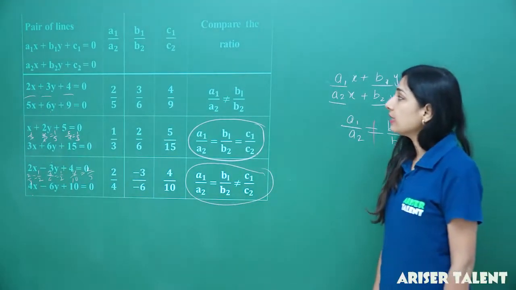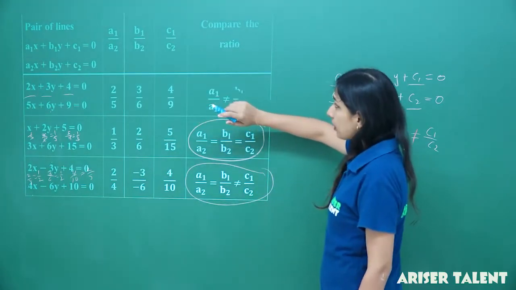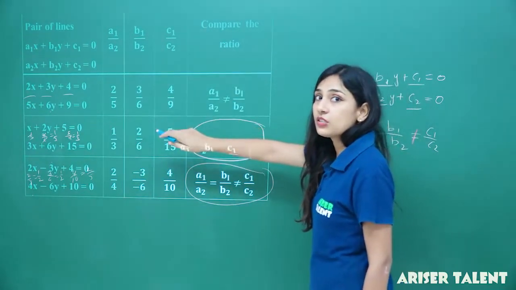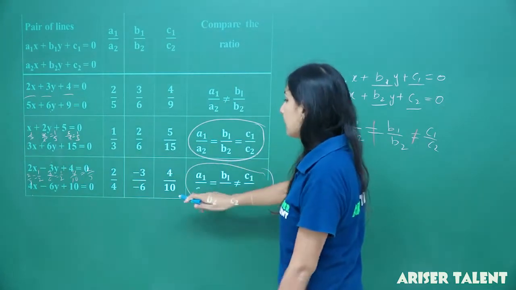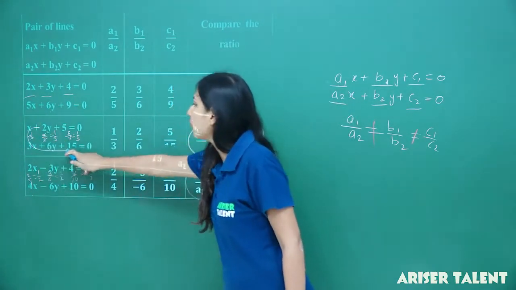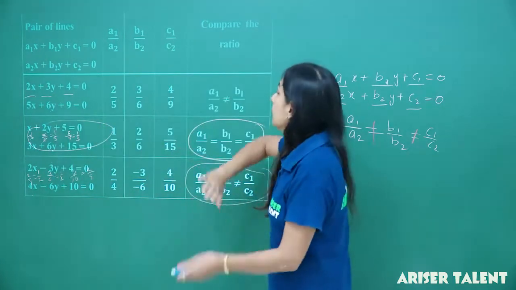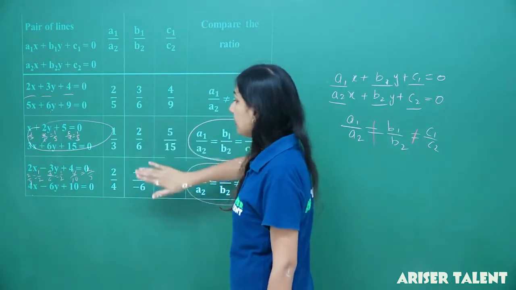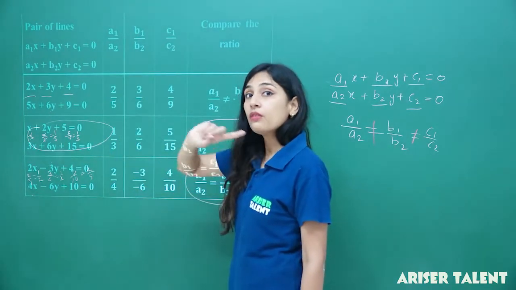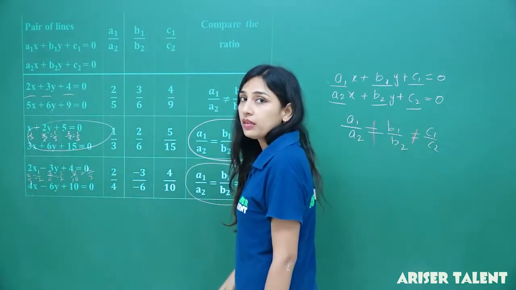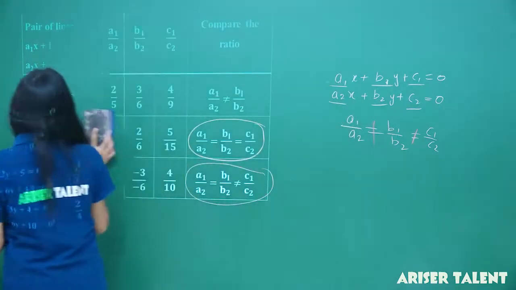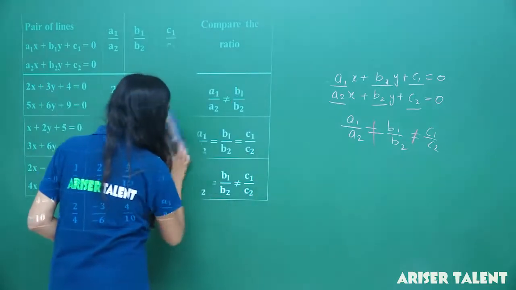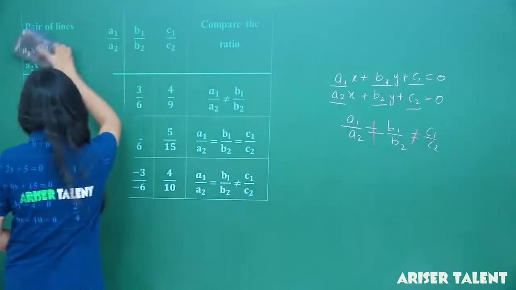Understood students? In the first case nothing was equal. In the second case all ratios were equal, and in the third case two ratios were equal, those of the variables, and the constants' ratio was different from the variables' ratios. Okay, so we have understood that these kinds of situations can be seen when you compare the ratios.